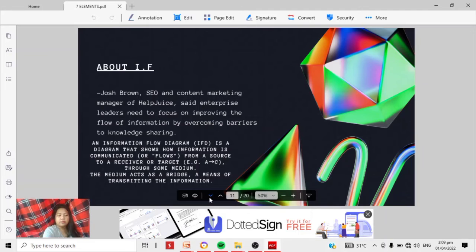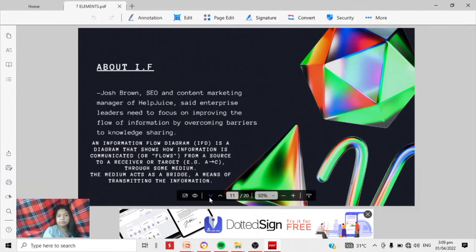So they want to find some way to improve the flow of information from company to company, like market partners or business partners that can share their ideas from one company to another. An information flow diagram, or IFD, is a diagram that shows how information is communicated or flows from a source to a receiver or target.